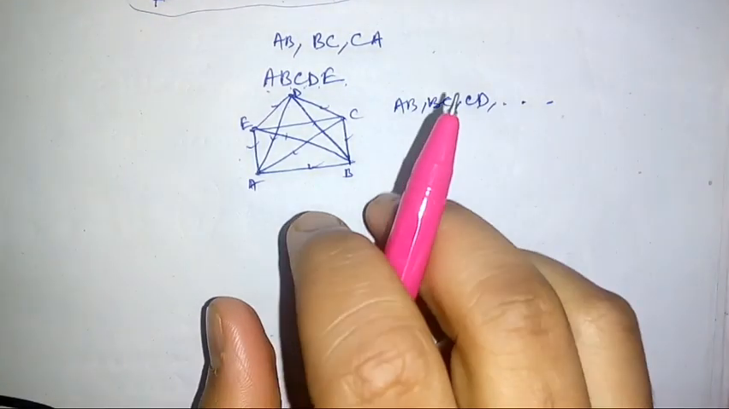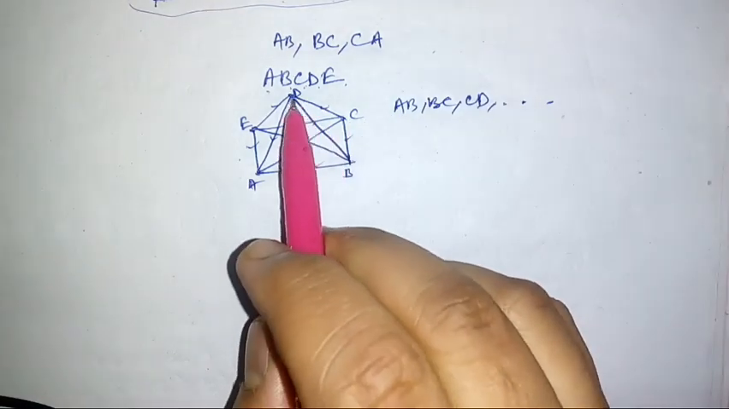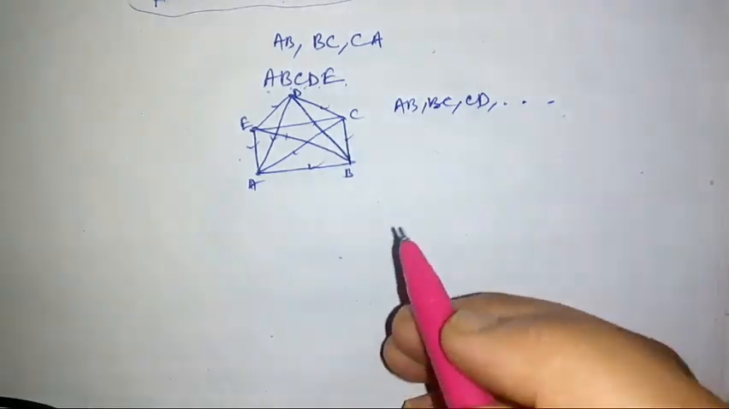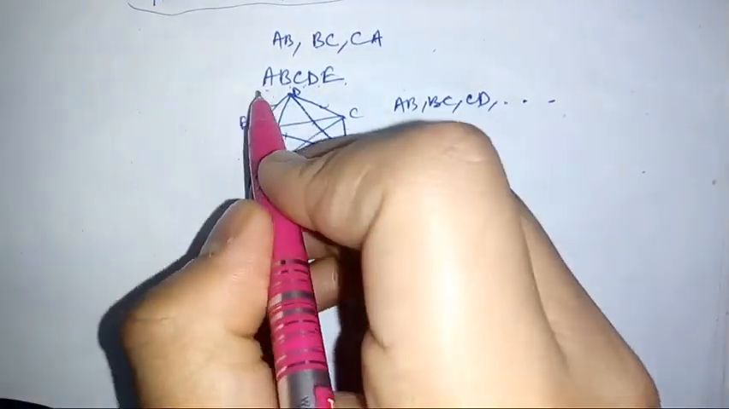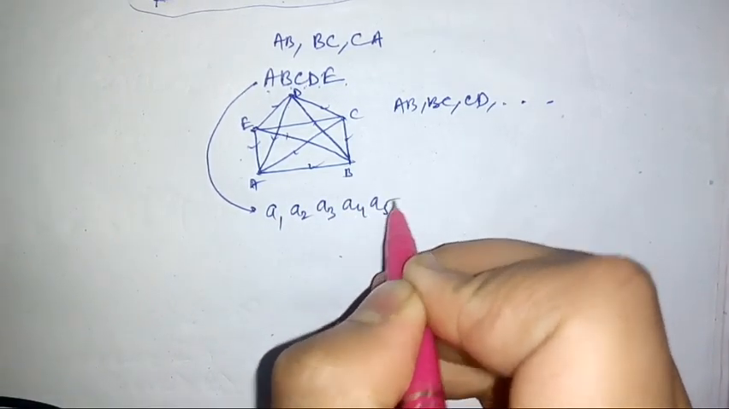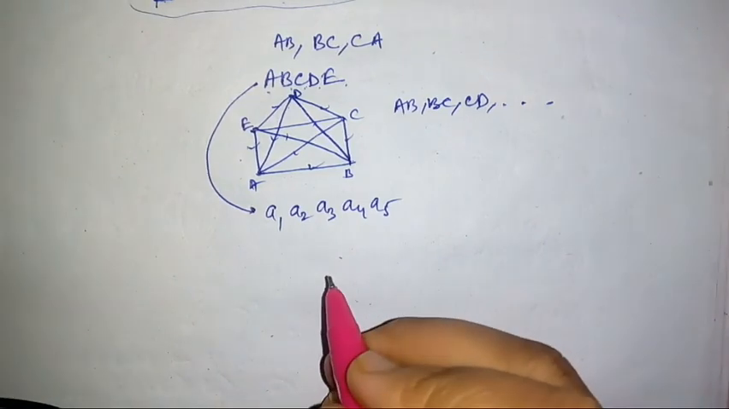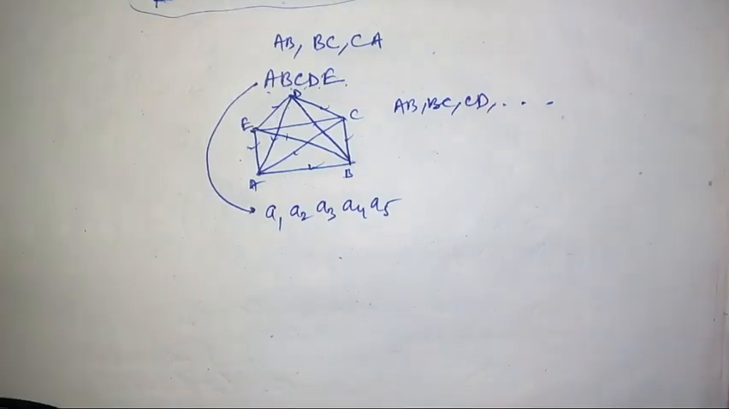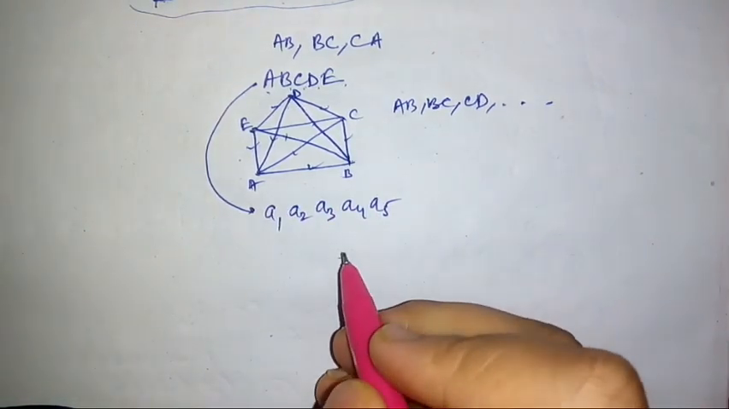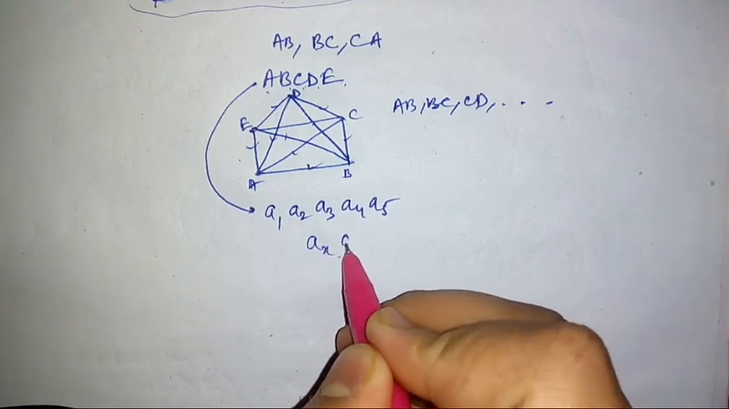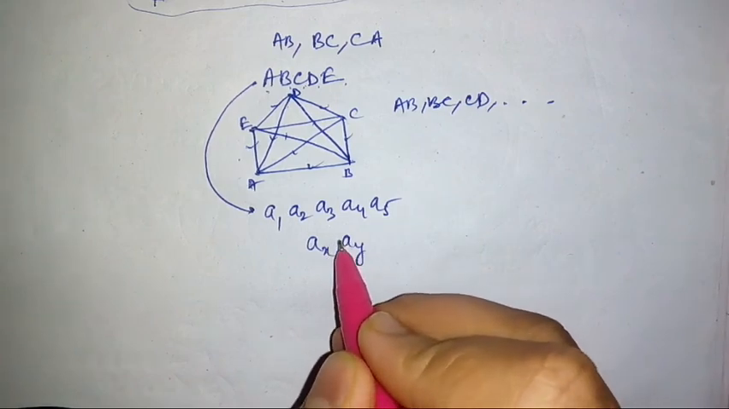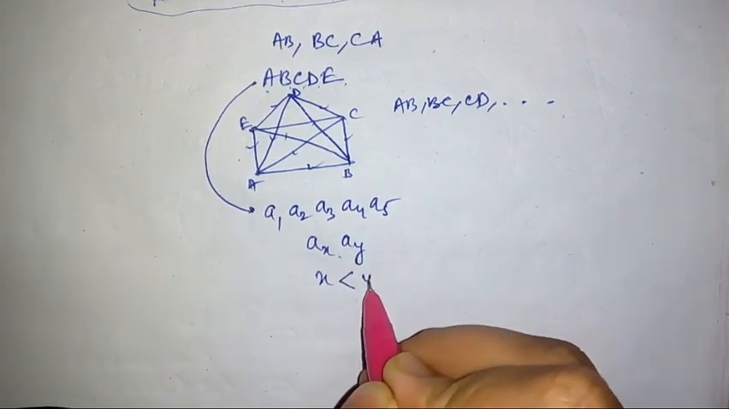Another method is the algebraic method. Sometimes we may miss out counting the triangles or the lines, so then we prefer the algebraic method. In the algebraic method, we change A, B, C, D, E into A1, A2, A3, A4, A5 just to include some numbers. Now we want the 2-digit combinations, so we choose AX and AY, and the condition is that X must be less than Y.